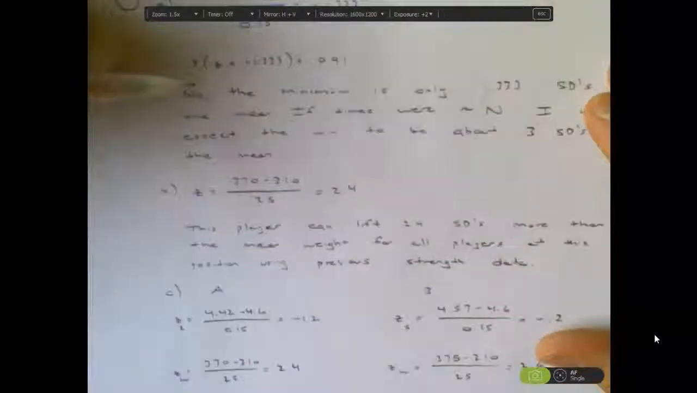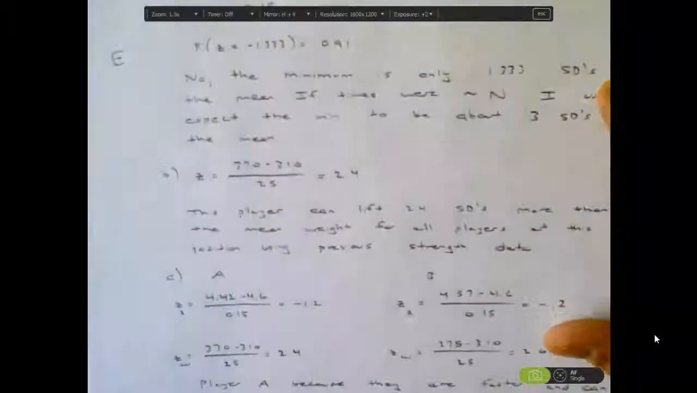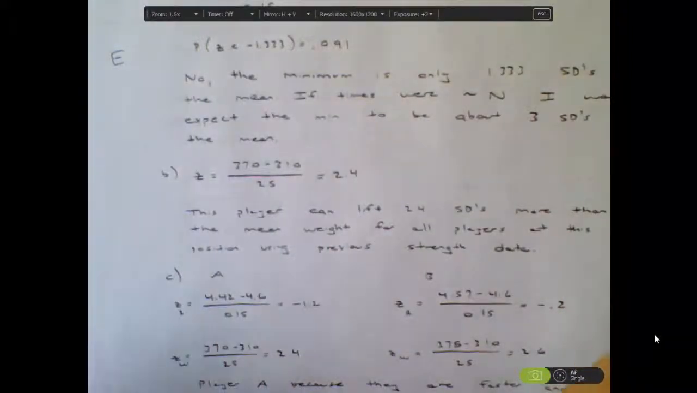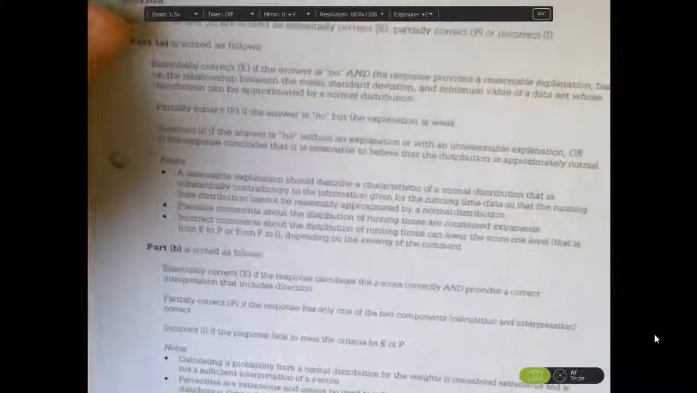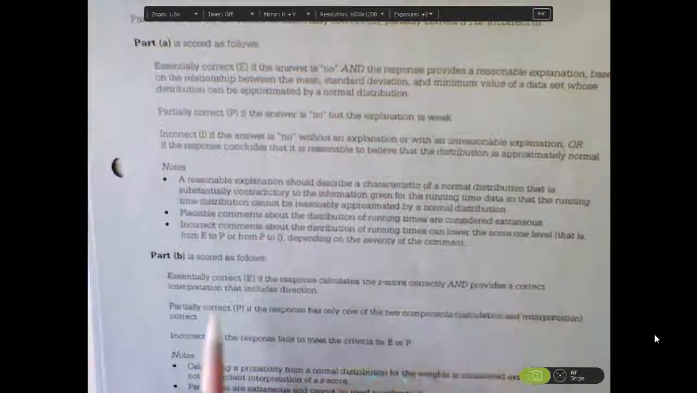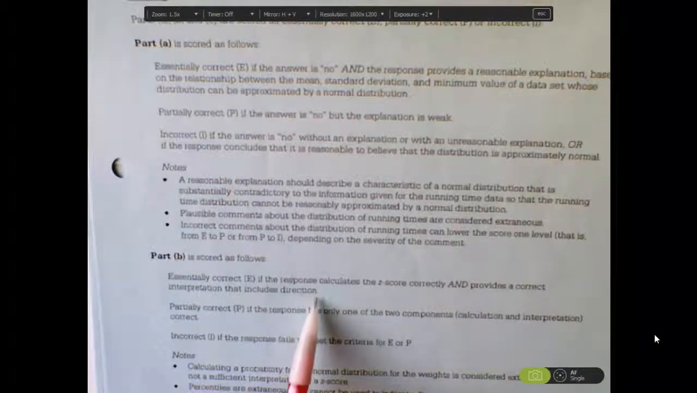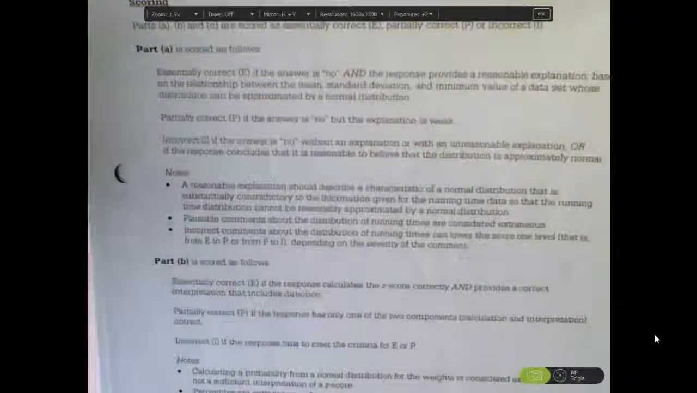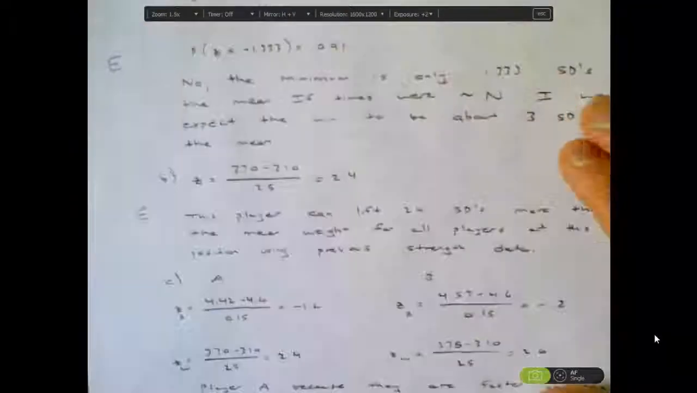So I did stat minus mean over standard deviation to get 2.4 for standard deviation. So that means the player can lift 2.4 standard deviations more than the mean weight for all players at this position using previous strength data. Looking at the rubric, it's essentially correct if I calculate a z-score and provide a correct interpretation, including direction. So I need to say it's 2.4 standard deviations above the mean, not just away from the mean. That would only earn partially correct. So this is going to be an essentially correct as well.